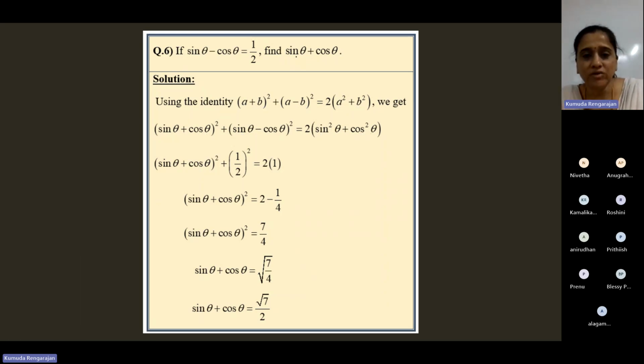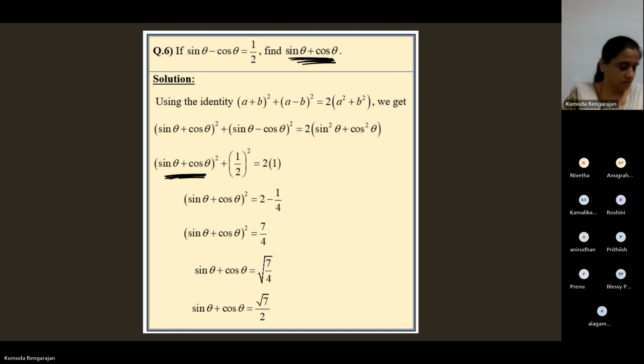Then we have to find sine theta plus cos theta, right? So that means we'll have to find (sine theta plus cos theta) square, and then find sine theta plus cos theta. So this one will remain. The value of this is given, half. So half square is equal to 2 into what is sine square theta plus cos square theta? 1.